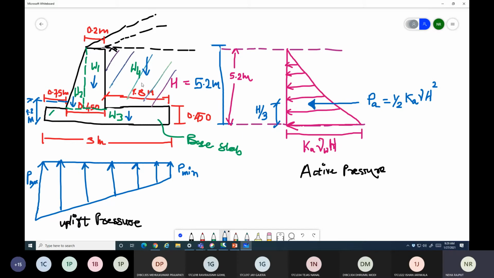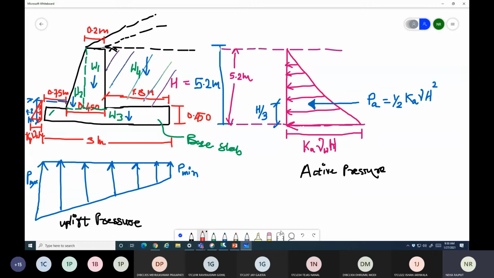The force acting in the upward direction is P minimum and P maximum, and the force applied in the lateral direction is PA. And if you consider passive pressure, then you have to draw the passive pressure here, in this much space. I am just drawing a very small figure of the passive pressure diagram. So you have to draw the passive pressure diagram like this. Right, so this is the intensity, that is Kp gamma into H.